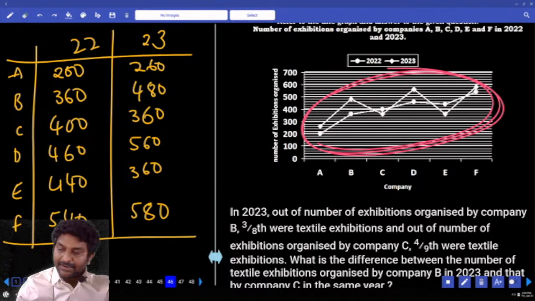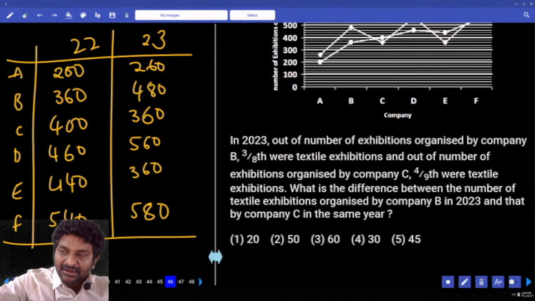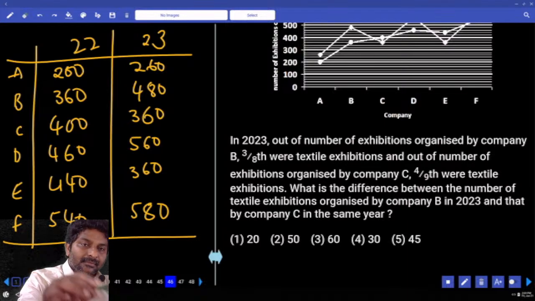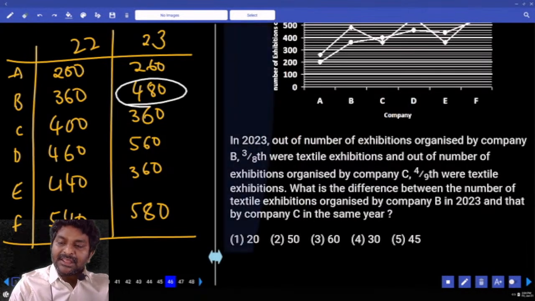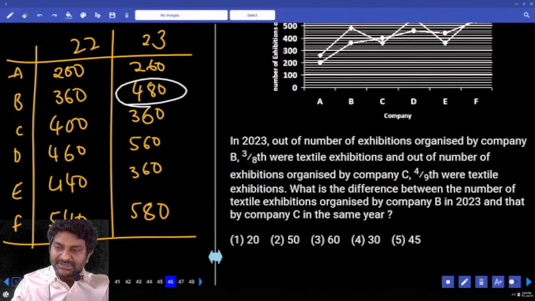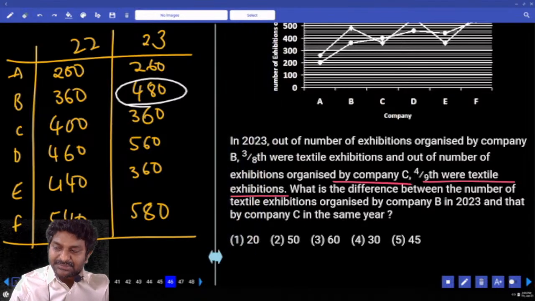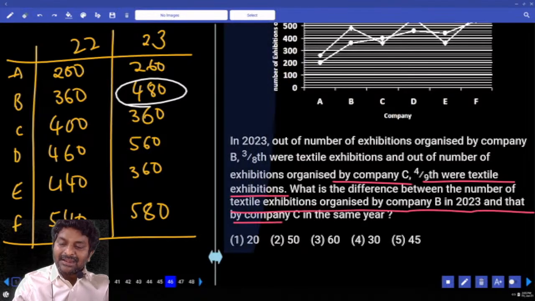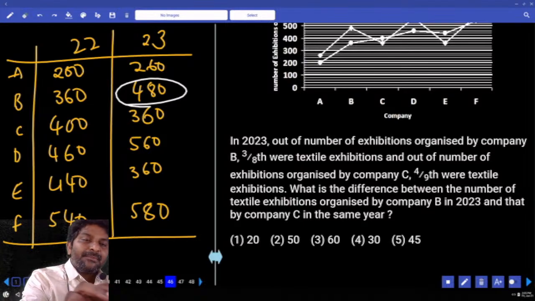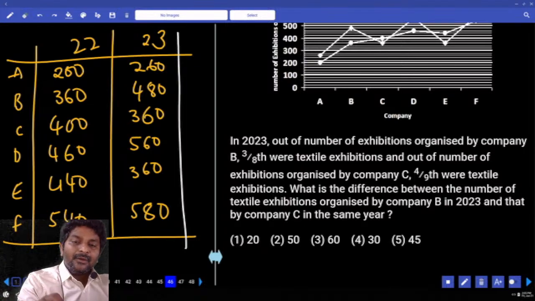Okay? Right. In 2023, out of the number of exhibitions organized by company B, 3/8 were textile exhibitions, and out of the number of exhibitions organized by company C, 4/9 were textile exhibitions. What is the difference between the number of textile exhibitions organized by B in 2023 and that by C in the same year? In B, 3/8 are textile, correct? Right. What is 1/8?